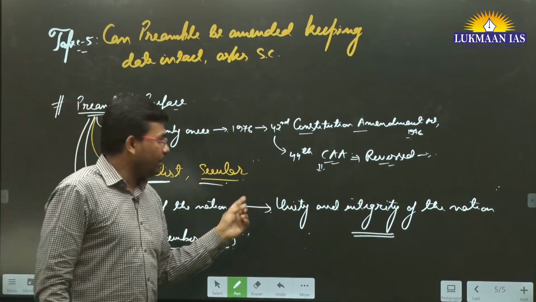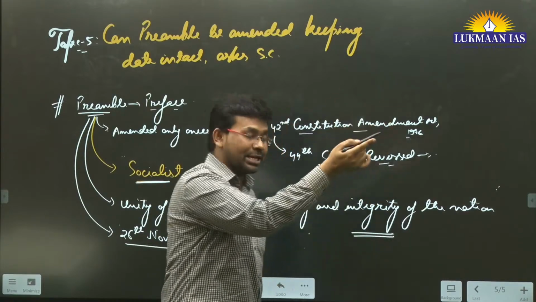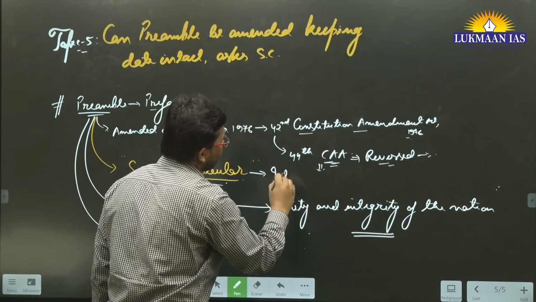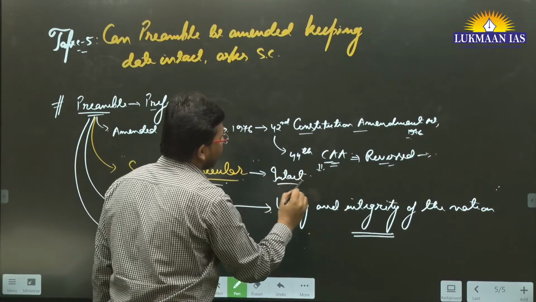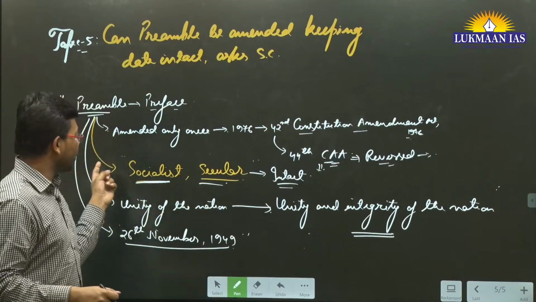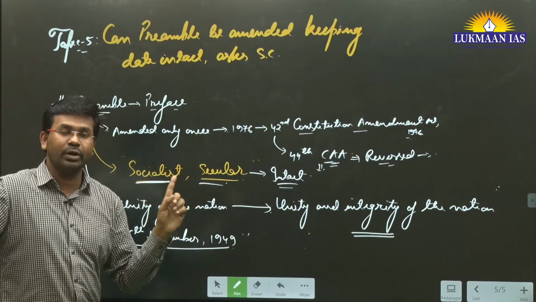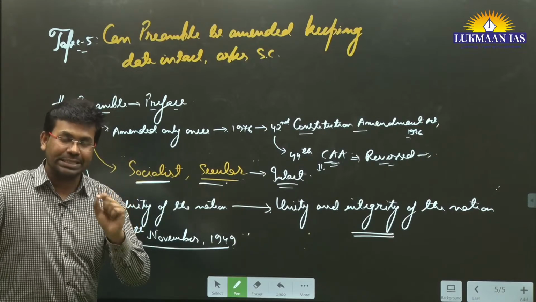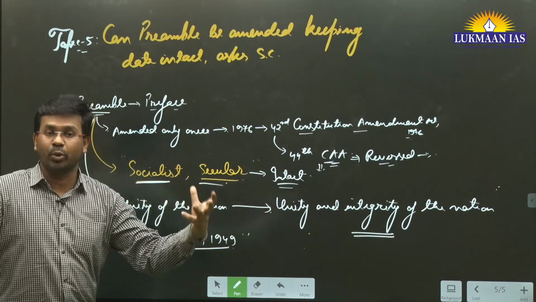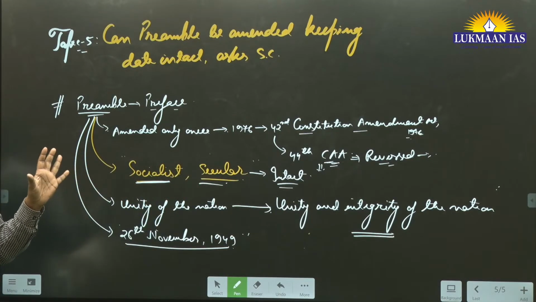But in the 44th Constitutional Amendment Act, most of the things have been reversed, but these things have been kept intact. Now people are demanding that we should remove the words socialist and secular from the preamble of the Constitution. This is the demand of the people. However, it has come to the court and the court is still looking into this particular aspect.